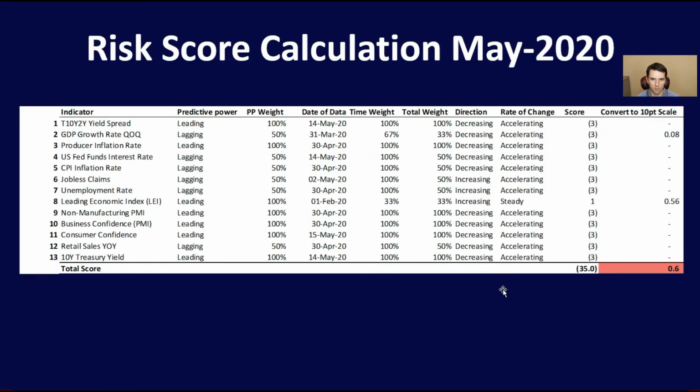So just to recap, of course, we have a 0.6 risk score calculation on a 10-point scale. Again, I'll share with you in the link in the description of this video how I come up with all of these calculations and scores, but basically each of my 13 indicators gets a predictive power weighting. I mark down the date of the data, that gives me a time weighting, and then a total weight based on those two items. Then I make an assessment on whether the data is decreasing or increasing, and what the rate of change of the actual direction is. So just a quick little summary for those who are new to this.